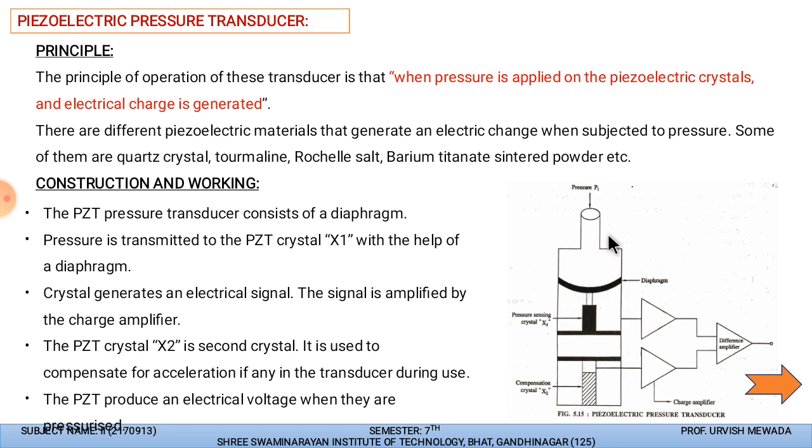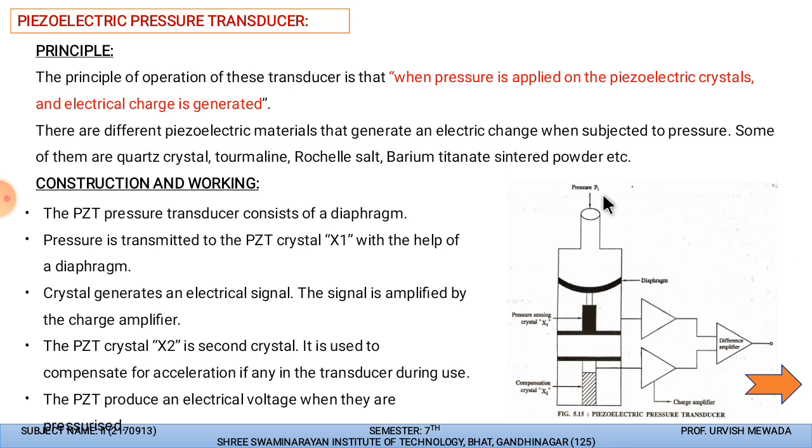So gradually this pressure allows the crystal to insert the pressure inside this tube, so that this crystal acts as a compensating gauge, compensating for acceleration, if any, in the transducer during use. And also the piezoelectric transducer produces an electrical voltage when it is pressurized.